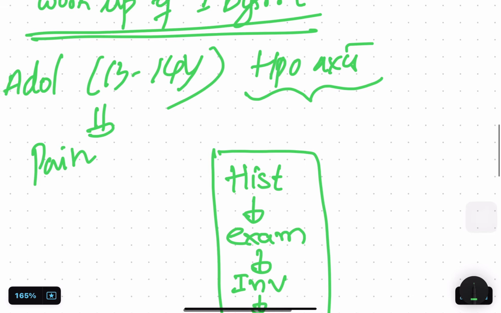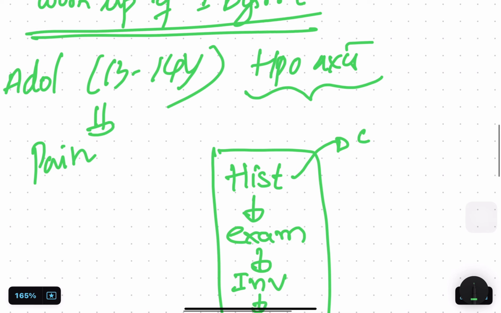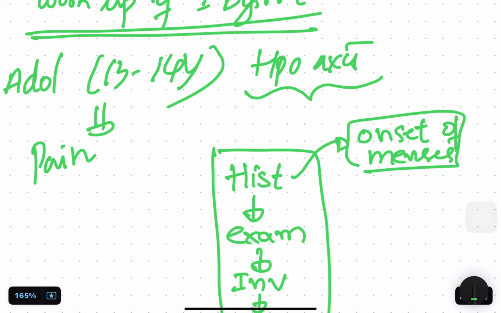So you will ask for history. When do you get the pain? So usually in primary dysmenorrhea, when do you think the pain starts? It's when the menses start, at the onset or just before the menses start. So onset of the menses is when your pain starts. That is classically of primary dysmenorrhea.